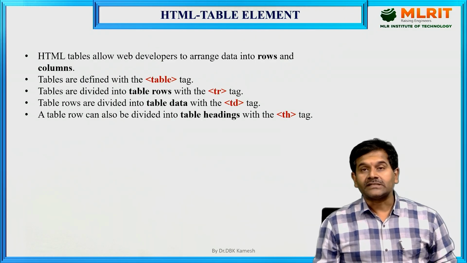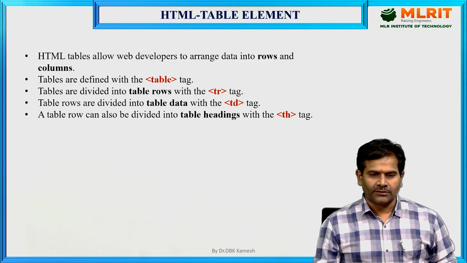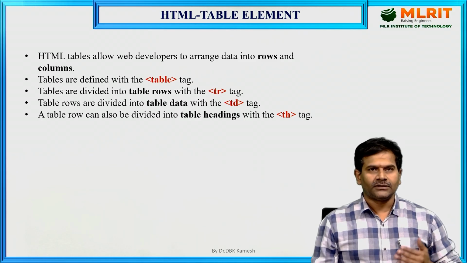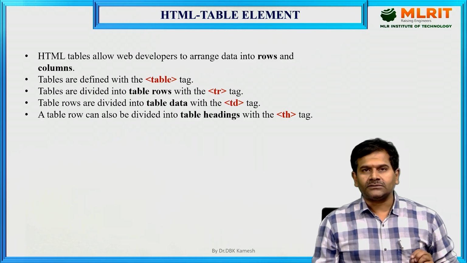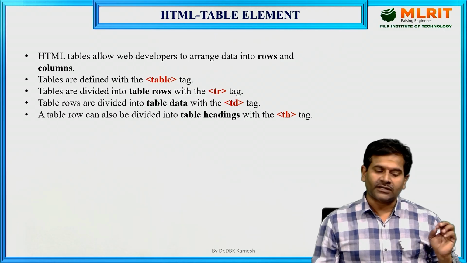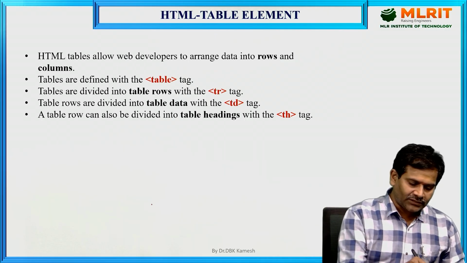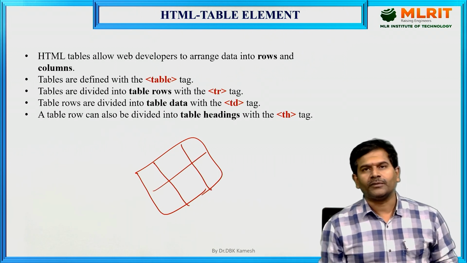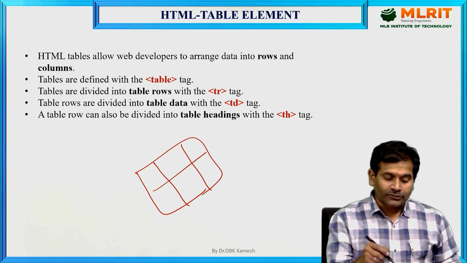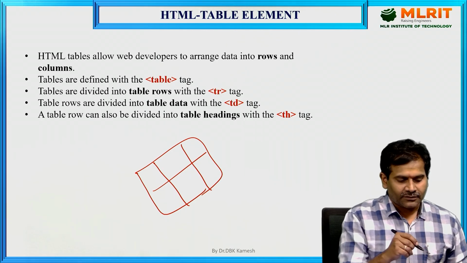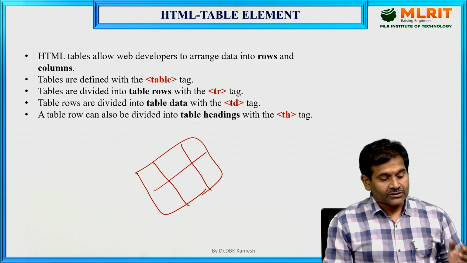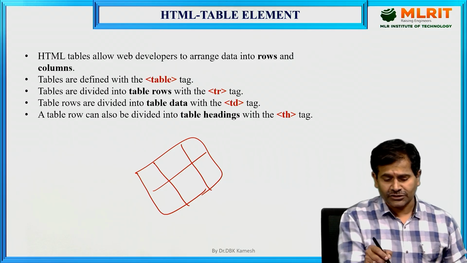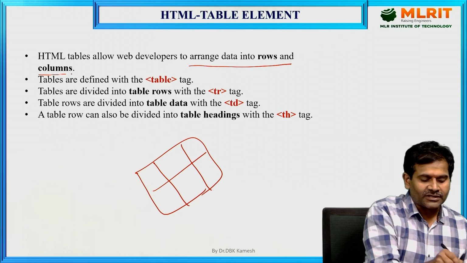So what is the table element? In the previous classes I already covered how to write tags and HTML. Now we are focusing on HTML tables. A table has rows and columns, so how many rows and how many columns we need to write, and how to write that in HTML. HTML tables allow web developers to arrange data in rows and columns. That's what I told you.